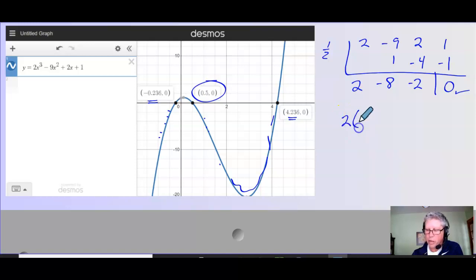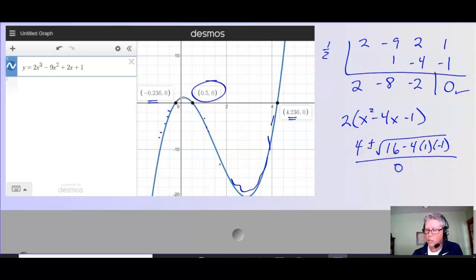What's the resulting? I'm going to factor out the 2 right away. So I get x squared minus 4x minus 1. Am I scared of that by now? No! That's just quadratic formula. So now I'm going to use quadratic formula, minus b plus or minus the square root of b squared minus 4 times a times c all over 2a. So that's 4 plus or minus the square root of 20 over 2. That's 4 plus or minus 2 times the square root of 5 over 2, which is 2 plus or minus the square root of 5.